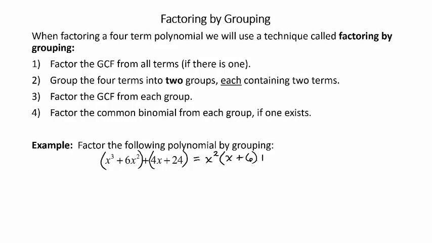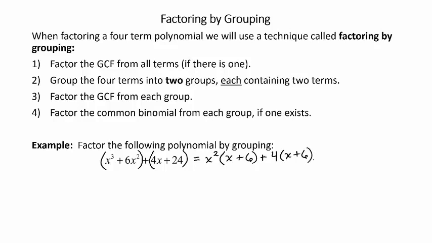Now, from the last two terms, I've got 4x plus 24. Well, I know that 4 is a factor of 24, so that's going to be our greatest common factor there. I'm going to pull out the 4. So 4 times the quantity x plus 6.